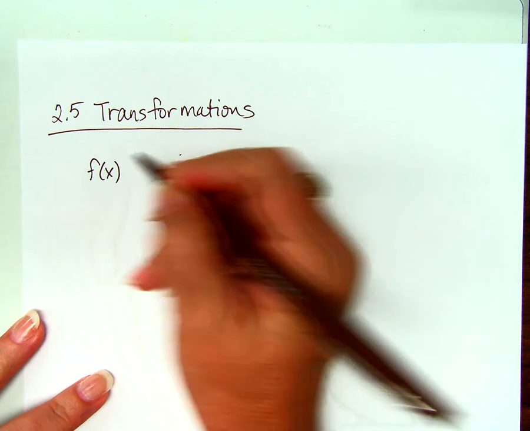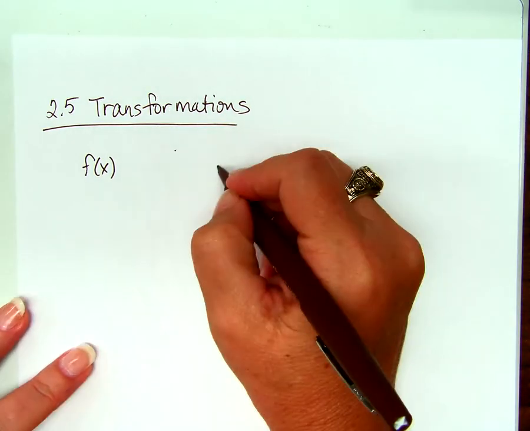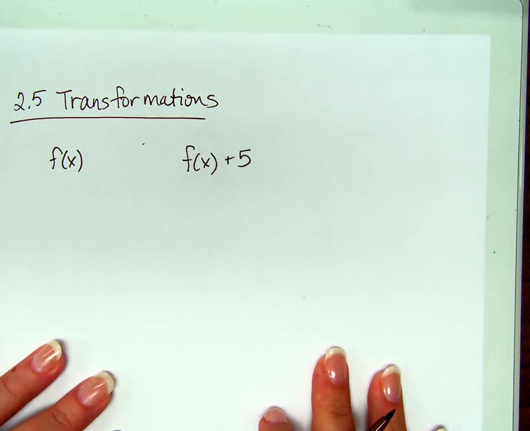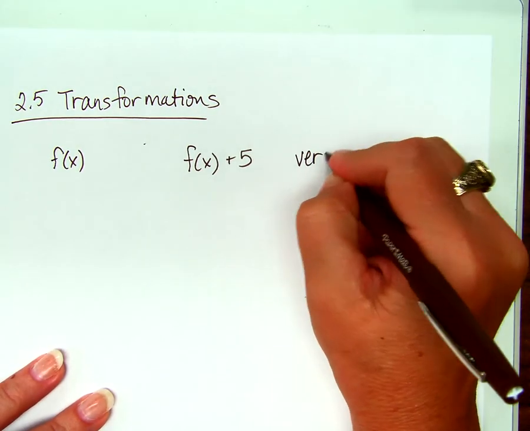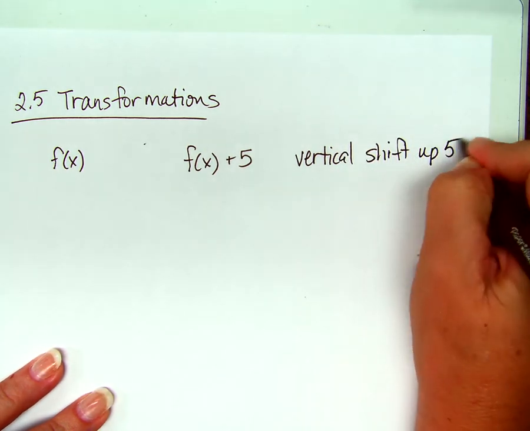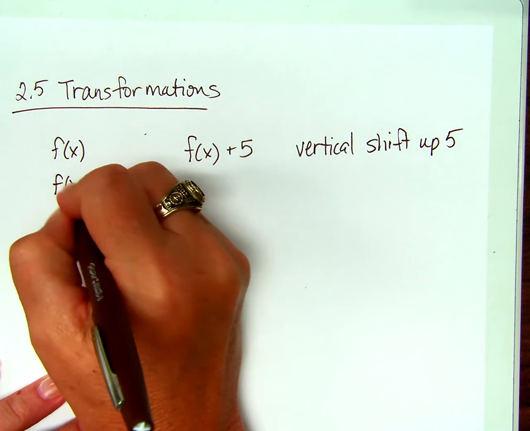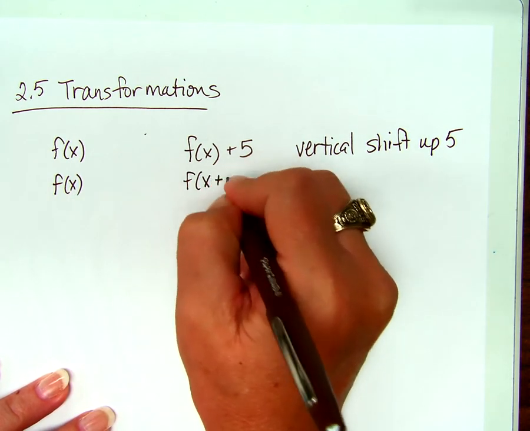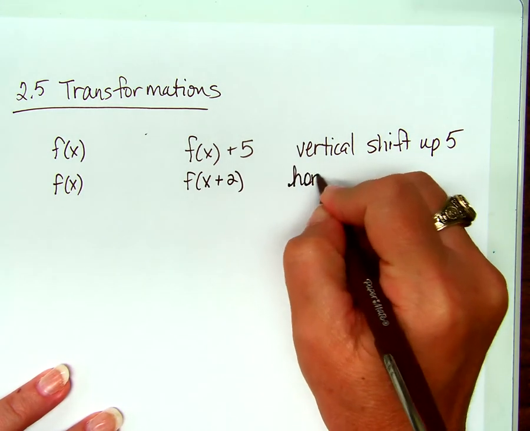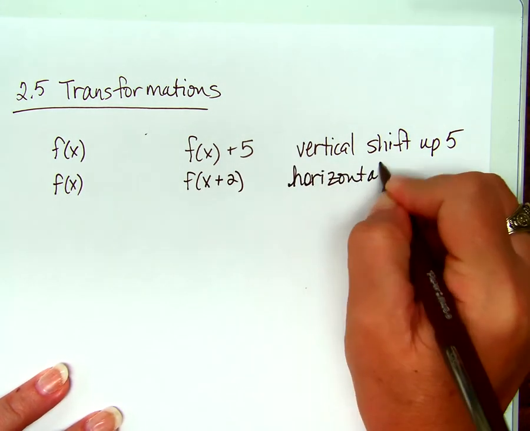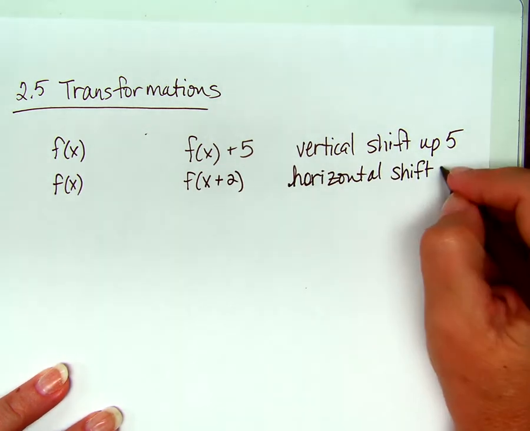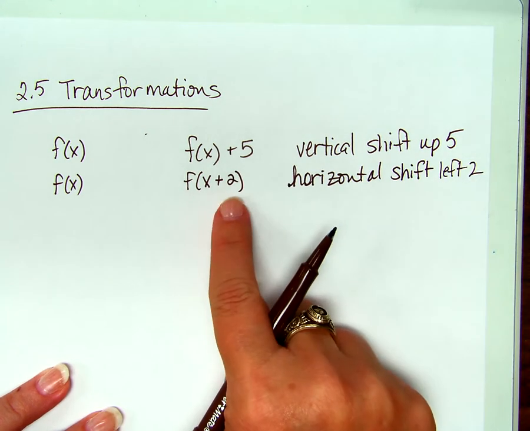If we have f of x is our main function, and then we have f of x plus 5, what kind of transformation is happening? Vertical shift up 5. Remember that? If we have f of x and then we go to f of x plus 2, what's happening? Horizontal shift, which direction? Left 2, right? Remember that? It's opposite of what we think because it's inside the function.